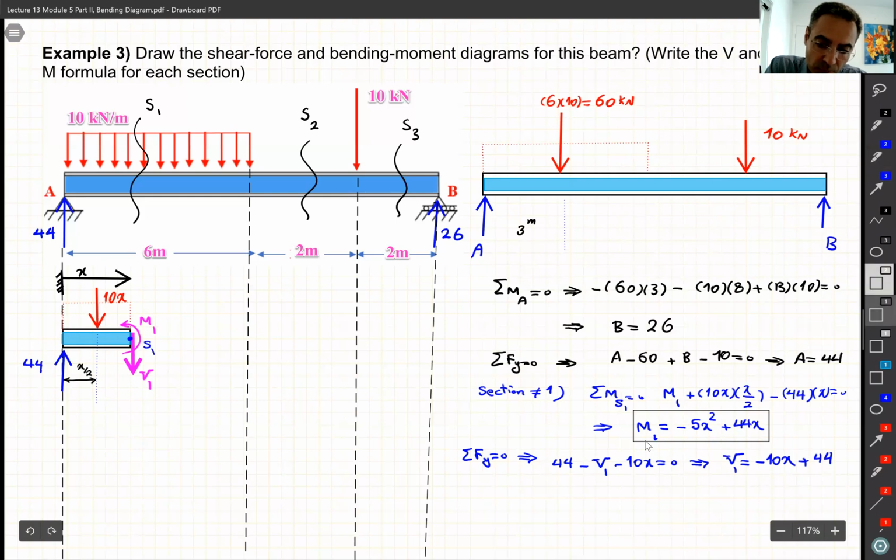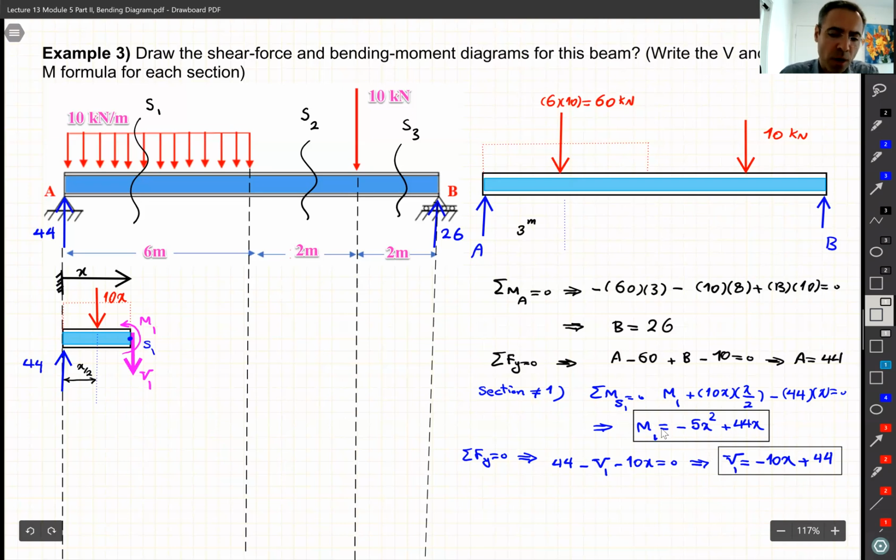So we claim that always V is the derivative of M. Let's see if it's really true. You see, yeah, it is. So that's always a good thing to check. You take the derivative of M, you get V, it means everything is correct. So I suggest you, rather than just taking the derivatives, write the equation and do a check to make sure everything is correct. So we are good now.